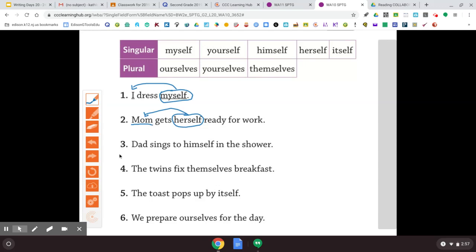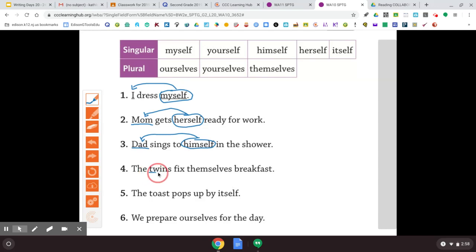So let's do number 3. Dad sings to himself in the shower. Dad is the subject of the sentence. And who is Dad singing to? Dad is singing to himself. And we know that himself is referring back to Dad. So we're going to draw that arrow. Oops, sorry, guys. Having a hard time here. Number 4. The twins find themselves breakfast.